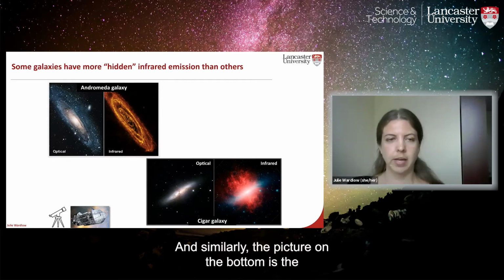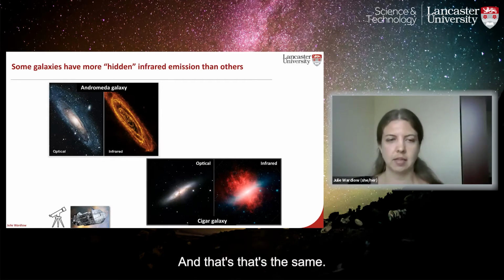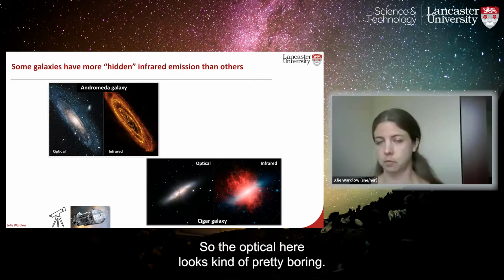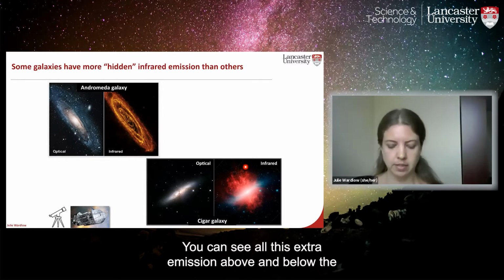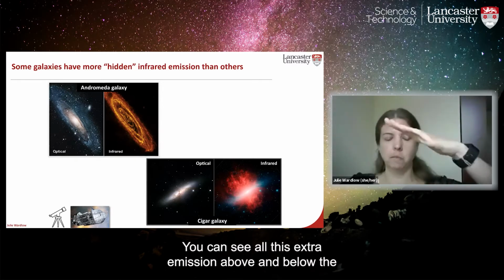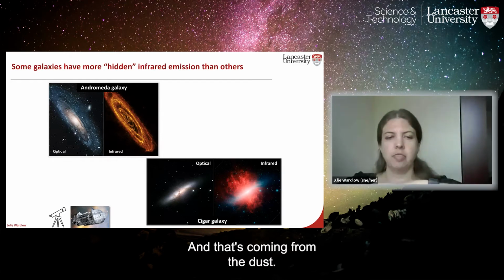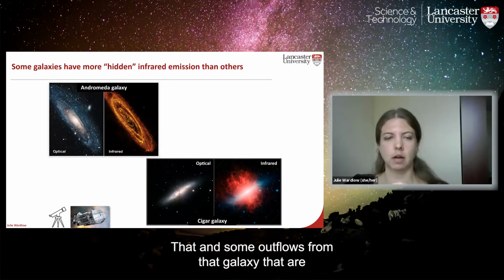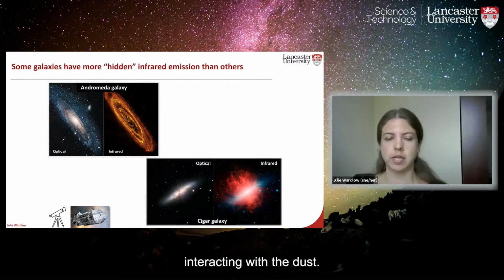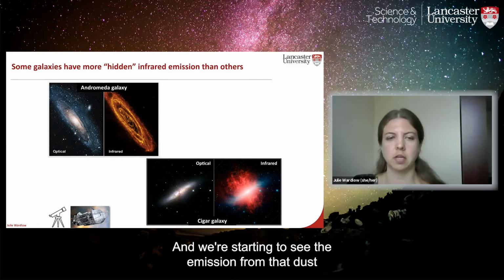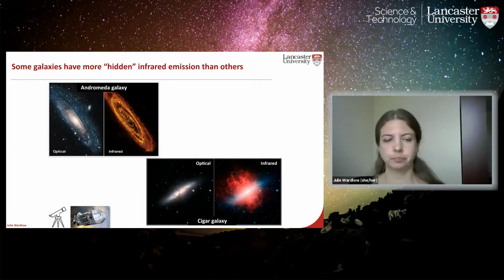And similarly, the picture on the bottom is the Cigar galaxy, and that's the same. So the optical here looks kind of pretty boring, there's not an awful lot going on. As soon as we observe this galaxy in the infrared, you can see all this extra emission above and below the plane of the disk. And that's coming from the dust that's there and some outflows from that galaxy that are emitting very high energy particles that are then interacting with the dust, and we're starting to see the emission from that dust in those areas.